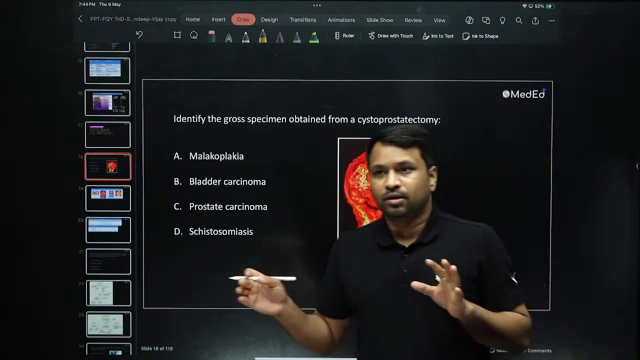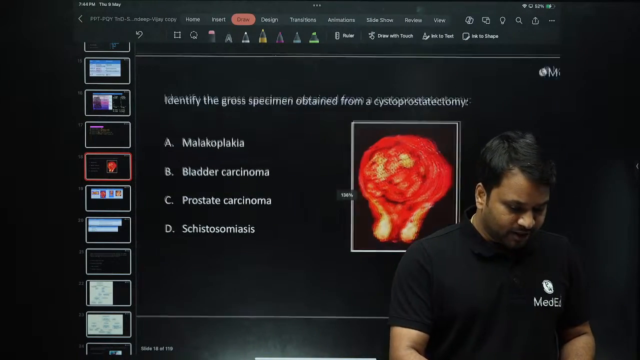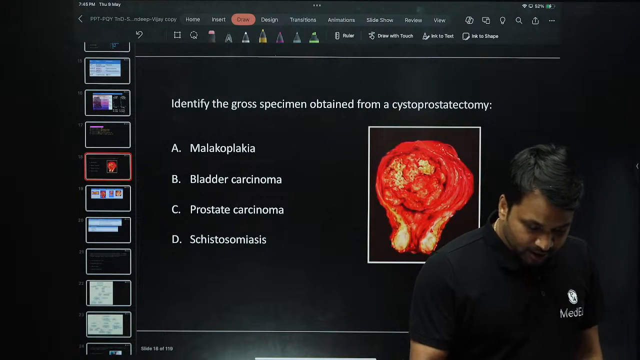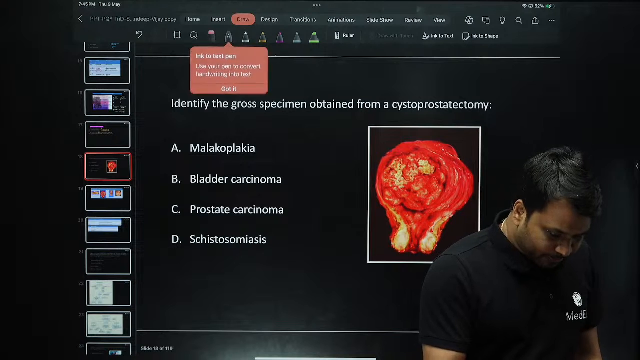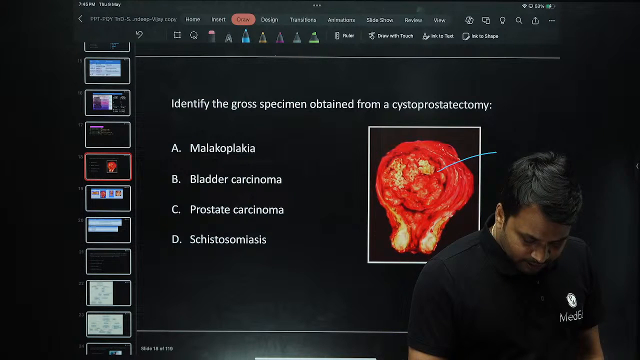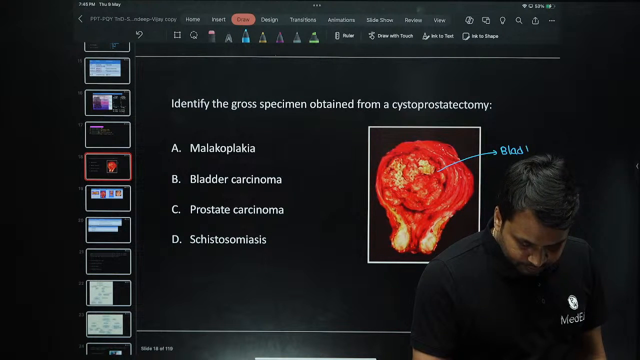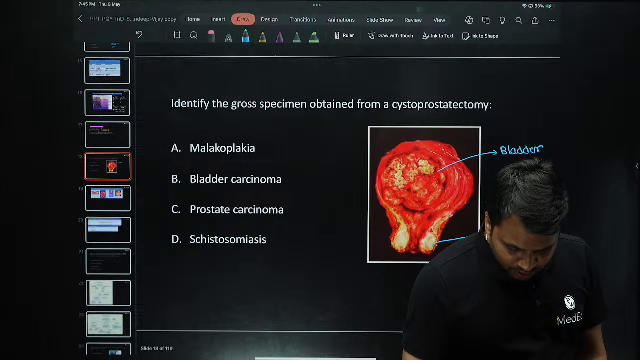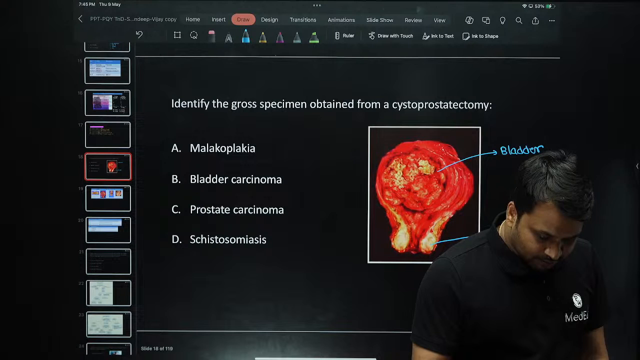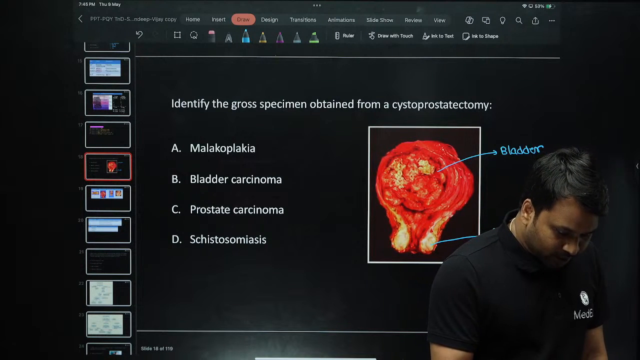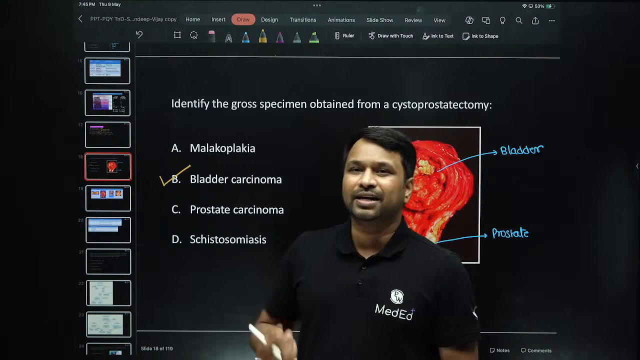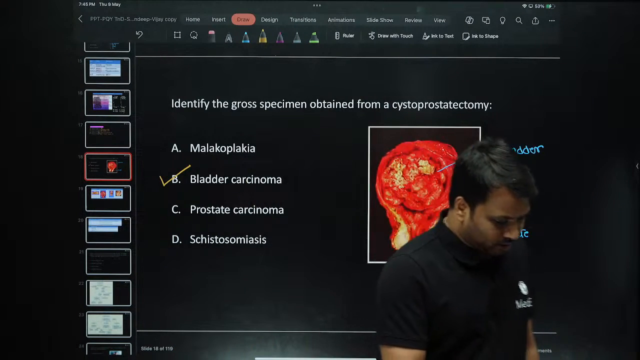Now, this is again a previous exam question. Identify the gross specimen obtained from cystoprostatectomy, that means bladder with prostate. Just for the sake of orientation, this is the bladder specimen, and this is your prostate. Now, prostate looks fine, but you can see there is a mass in the bladder. So, it more or less gives you an idea that you're looking at bladder cancer, right? So, how the other components look is your exam component, or you need to look across.